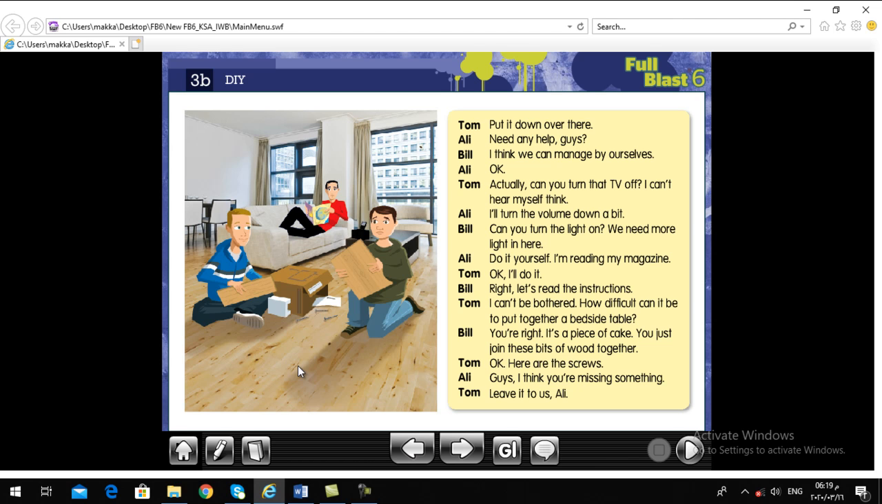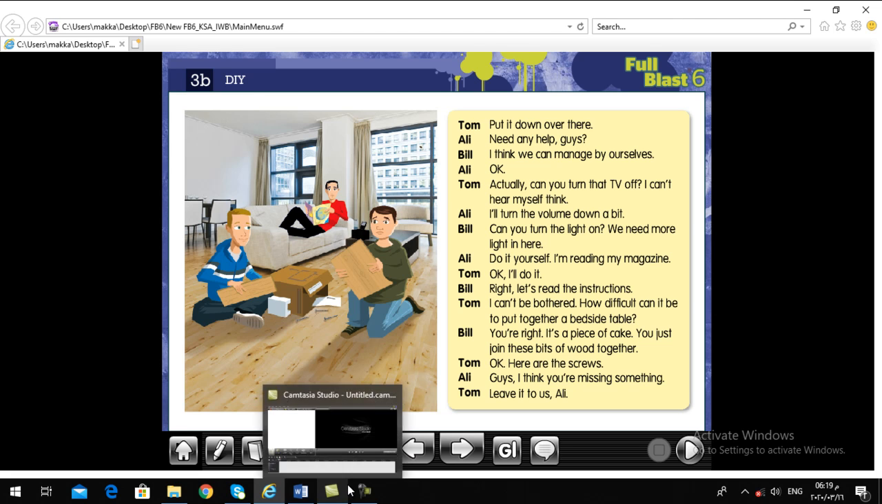Lesson 3B, module 3, the title: DIY. DIY is short for do it yourself. D for do, I for it, and you yourself. DIY refers to the activities you do by yourself at home to decorate, paint, fix, or make things for your home instead of paying someone else to do them for you.